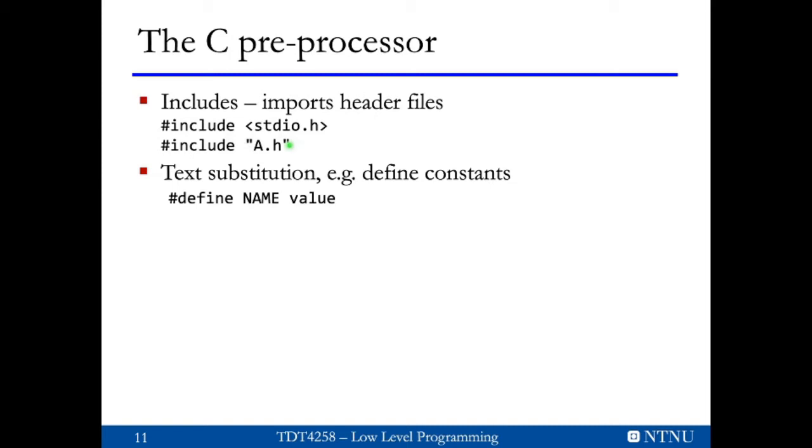So include files are the one important task for the C preprocessor. The other one is macro processing. So you can do simple text substitutions. So for example, you don't want all sorts of magic numbers to appear in your code, but you want to give them valid names. So instead of just putting a value 42 somewhere, you can define 42 to be the answer.